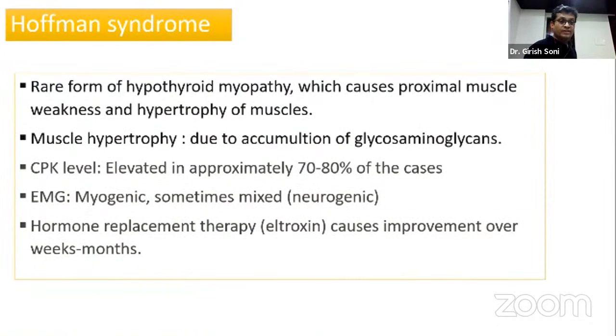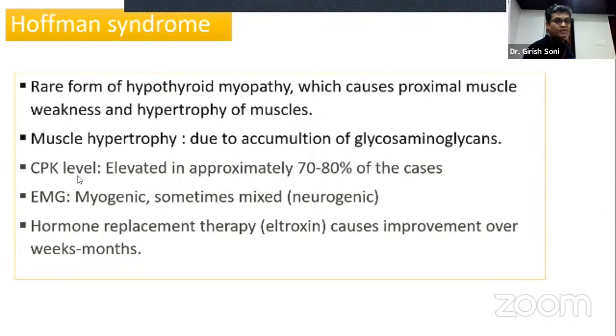So this is Hoffmann syndrome, which is a variant of hypothyroid myopathy characterized by weakness as well as hypertrophy of the muscles. The muscle hypertrophy is because of accumulation of glycosaminoglycans, ultimately leading to excessive deposition of connective tissue in the muscle, leading to pseudo-hypertrophy of the muscle. Some researchers also say there is a true hypertrophy of the muscle, apart from pseudo-hypertrophy.